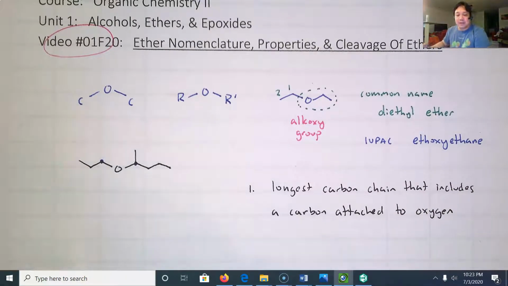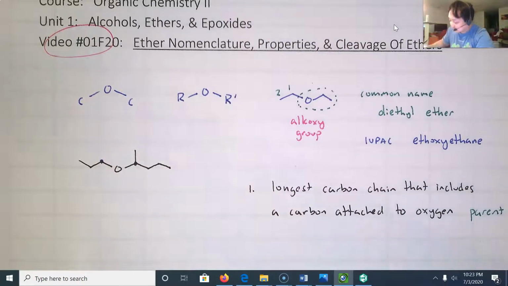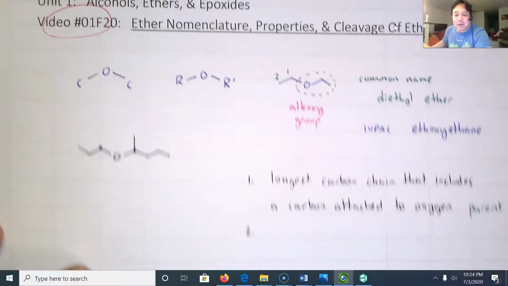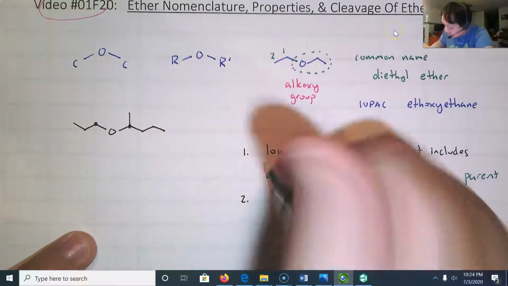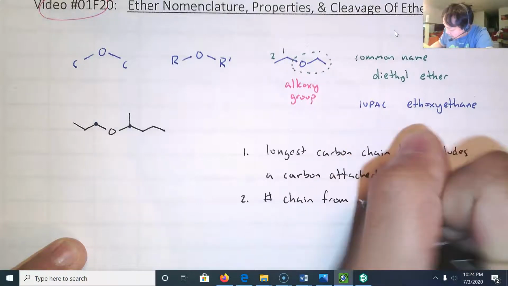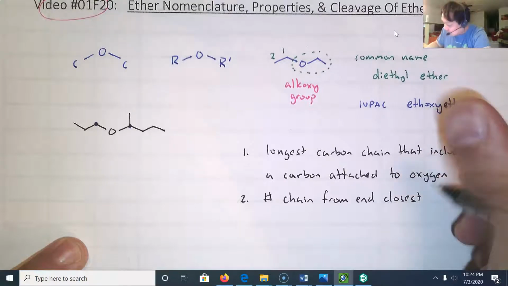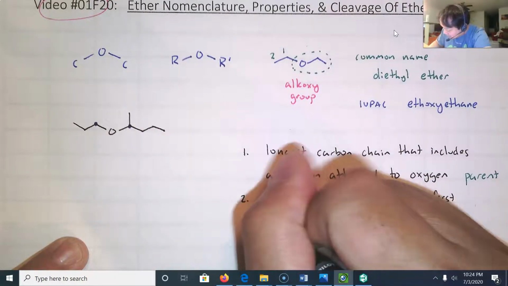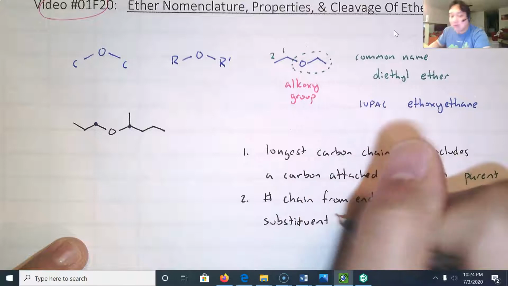Find the longest carbon chain that includes a carbon attached to the oxygen. So one of these carbons has to be part of the parent. And let me just put here that this is how we're going to decide who the parent is. Number 2, we're going to number the chain from the end closest to the first substituent. This is different than the alcohols.